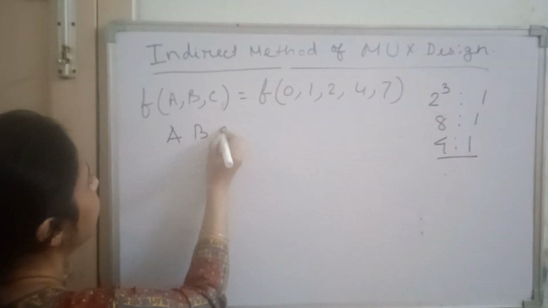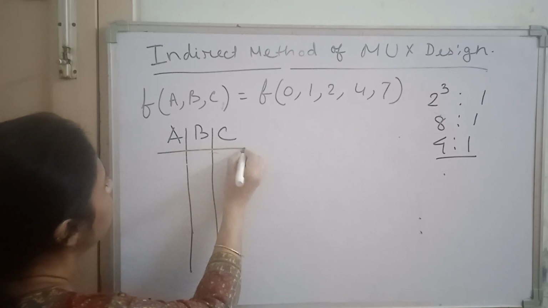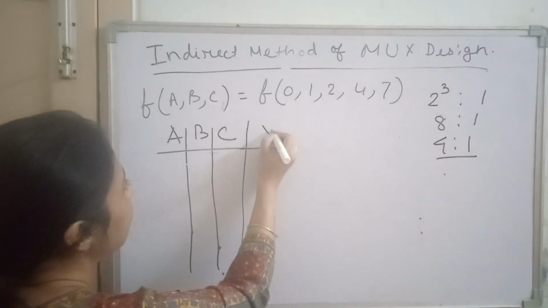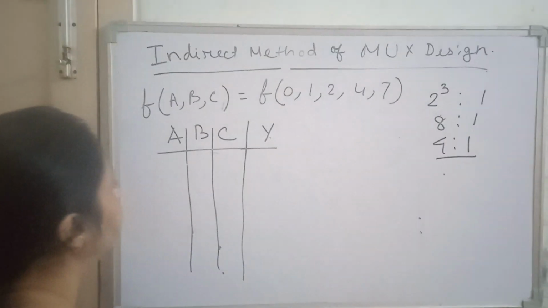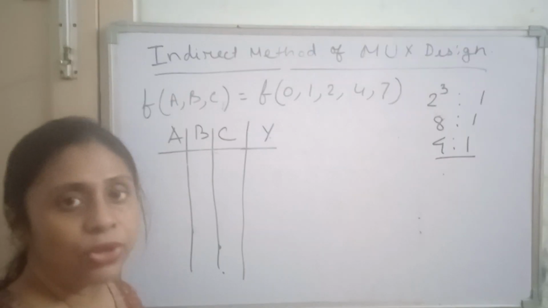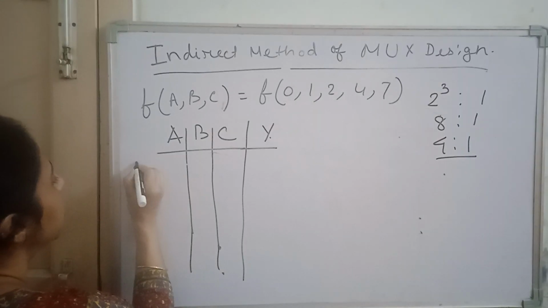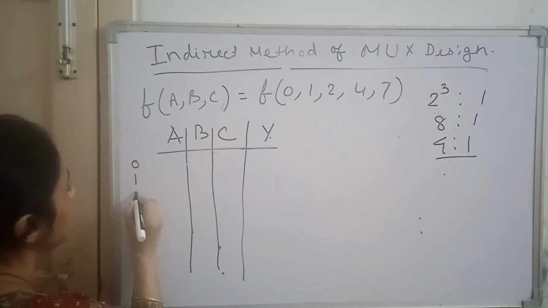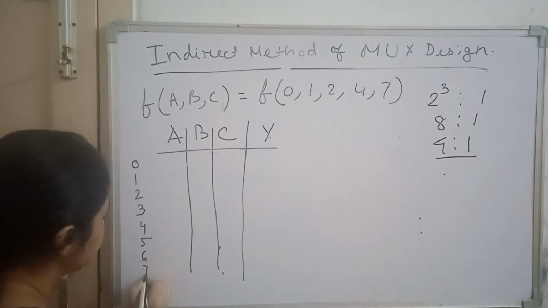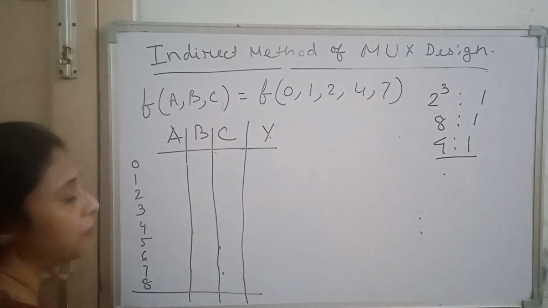A, B, C are the inputs, 3 inputs. So, how many input combinations will be there? 2 to the power of 3, that is 8. And the output is Y. So, what are the input combinations? Input combinations will be from 0, 0, 0 to 1, 1, 1. These are the 8 input combinations. Let us do, the first one is decimal 0, 1, 2, 3, 4, 5, 6, 7.